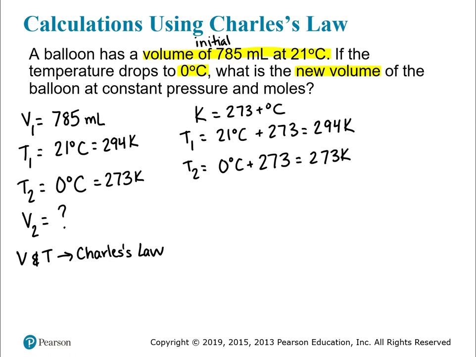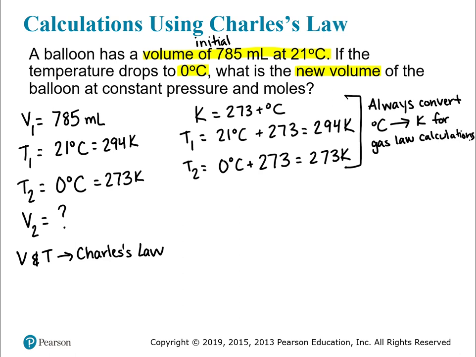Don't forget that step. If you don't convert your temperatures to Kelvin, you're going to get the wrong answer. There's your reminder. Always convert degrees Celsius to Kelvin for gas law calculations. Now we need to deal with Charles's law. You need to cross multiply. When you do that, that's what you get.